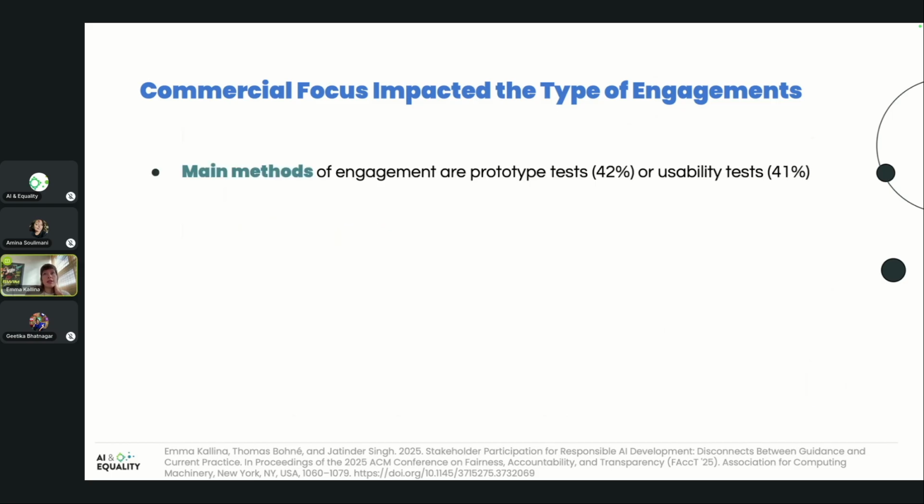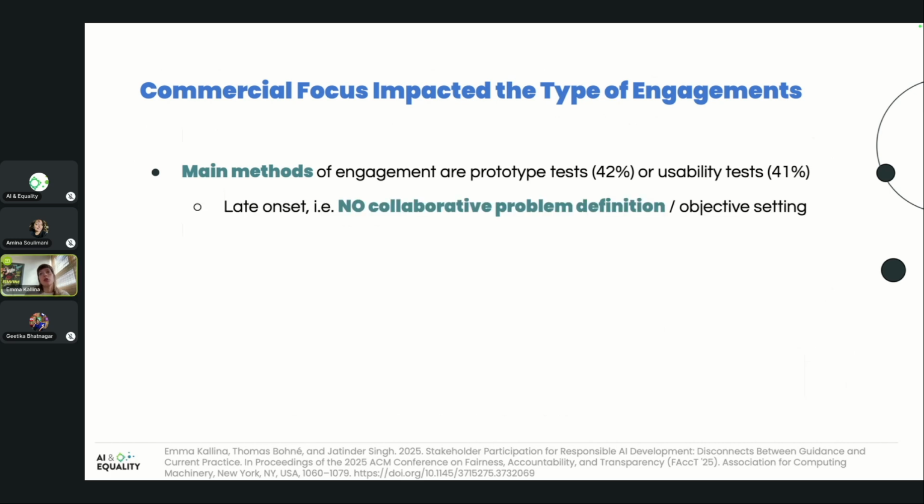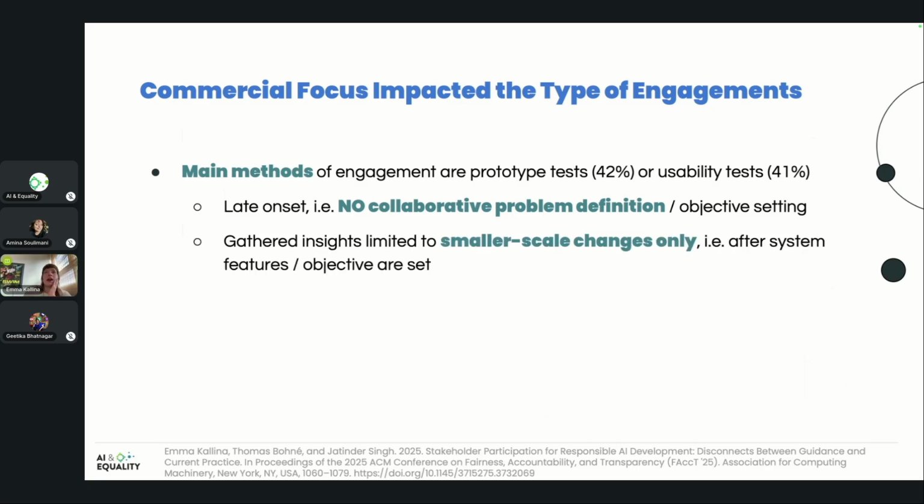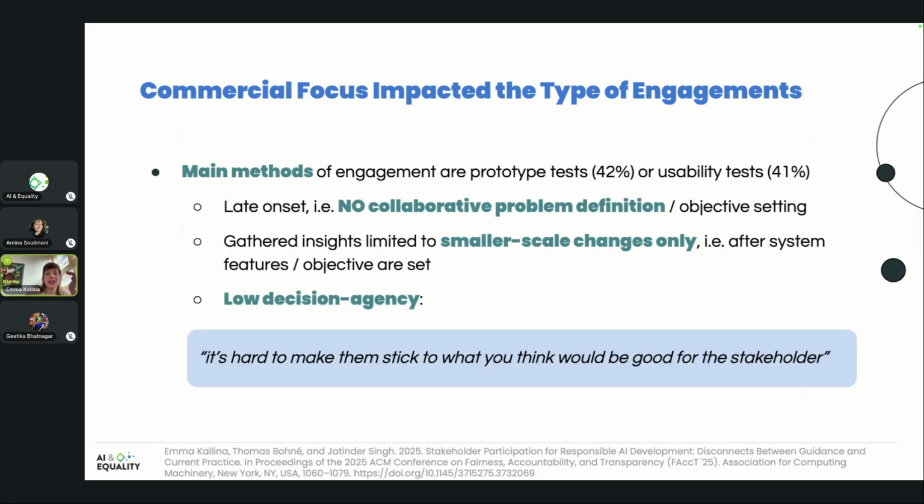And the main methods were again prototype testing or usability tests, which means you can only do this when you already have a prototype, or the objective is defined. It's very far down the AI lifecycle. So then they cannot really change the objective anymore because there's already a prototype, which basically means there's low decision agency.